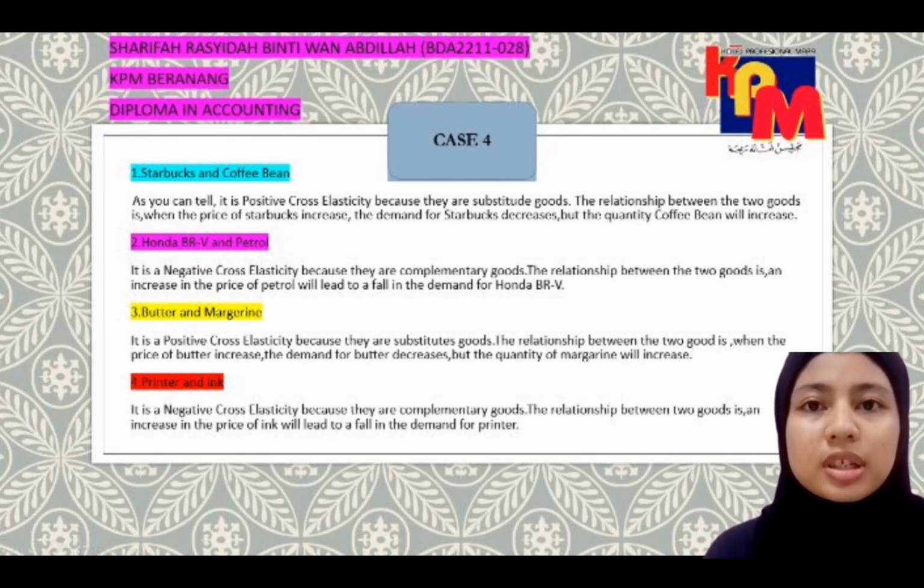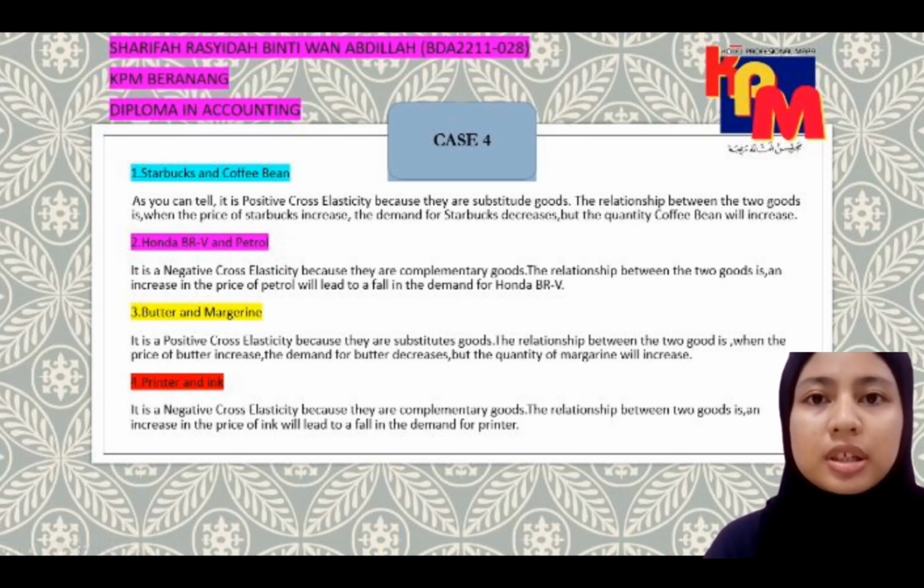The second one is Honda BRV and petrol. It is a negative cross elasticity because they are complementary goods. The relationship between these two goods is: an increase in the price of petrol will lead to a fall in the demand for Honda BRV.